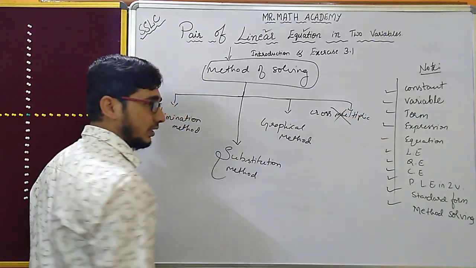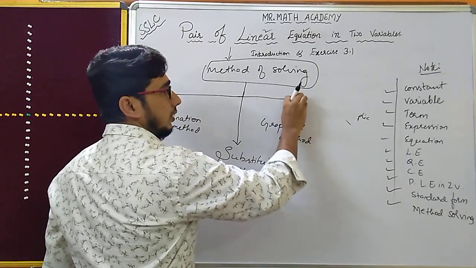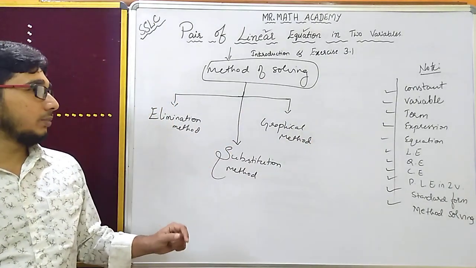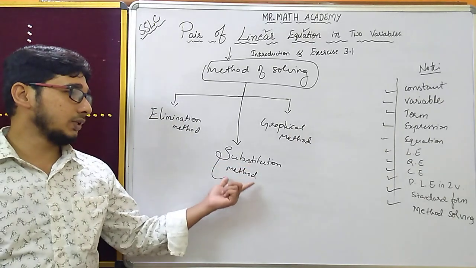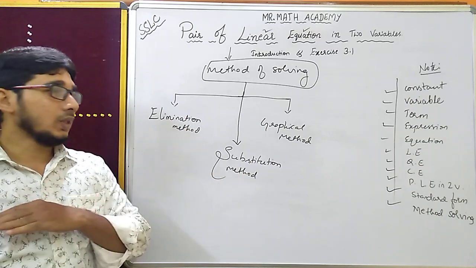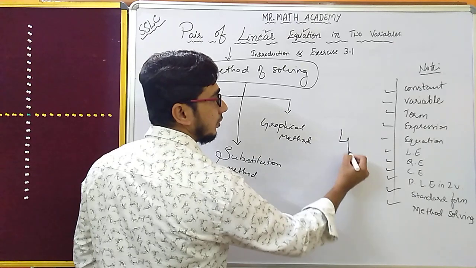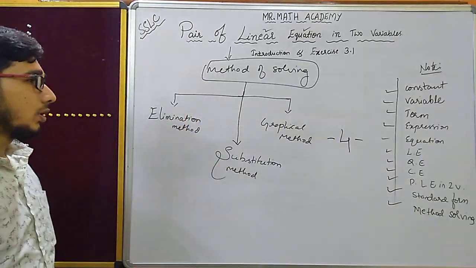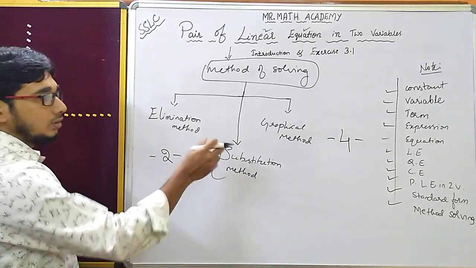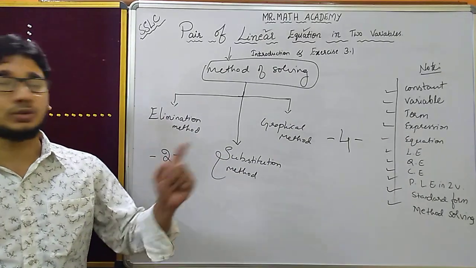The cross multiplication method is not there for your examination. No need to study it right now. If they add it in the examination, then we'll think about it. So we have three methods: elimination method, substitution method, and graphical method. If you study these three methods completely, this chapter will finish. For the graphical method, in your final examination you will definitely get 4 marks. Either elimination or substitution method you will get 2 marks, altogether 6 marks. The remaining 2 you may get in 1-mark questions or choose-the-correct-option questions.